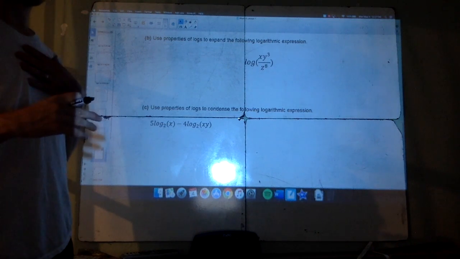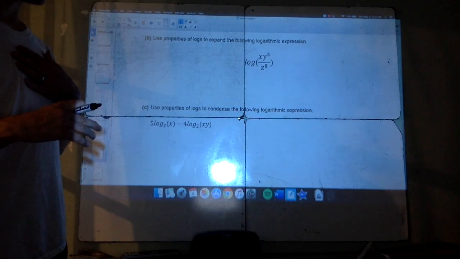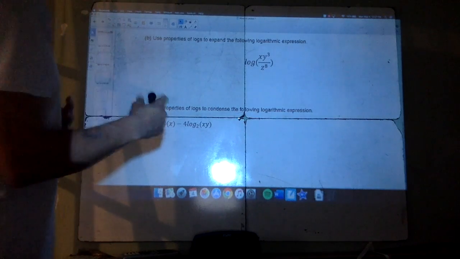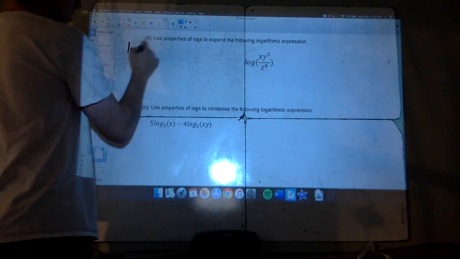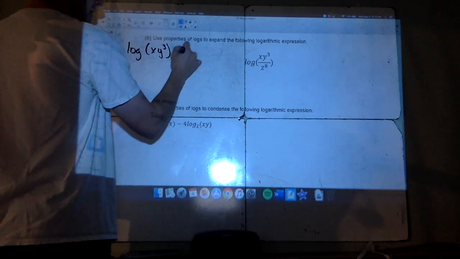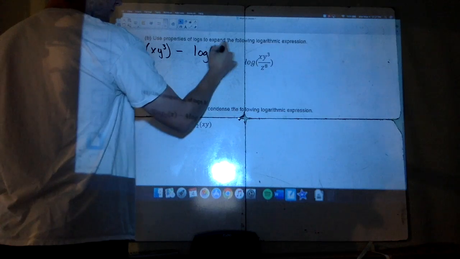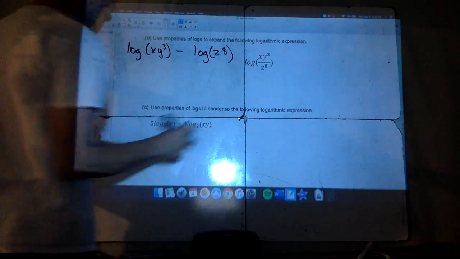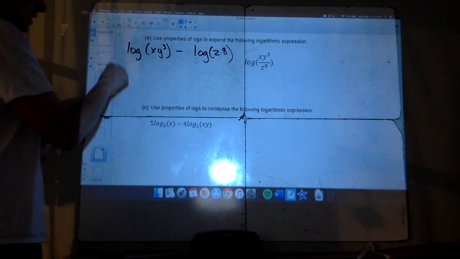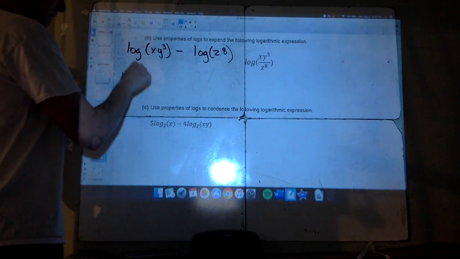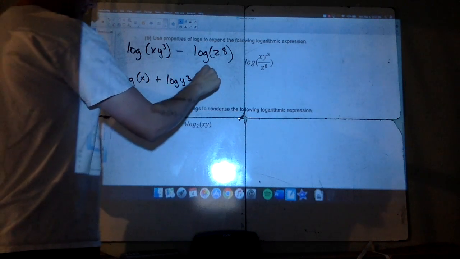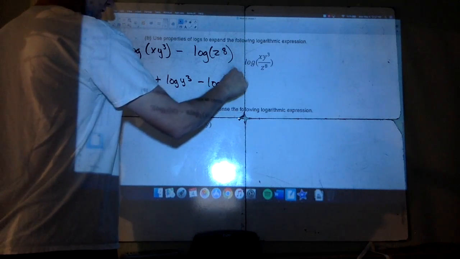So first I would start with breaking it up with division. So division becomes subtraction. So our first step would be log of xy to the third minus log of z to the 8th. Next, I would split up the multiplication, so you get it into each part: log of x plus log of y to the third minus log of z to the 8th.